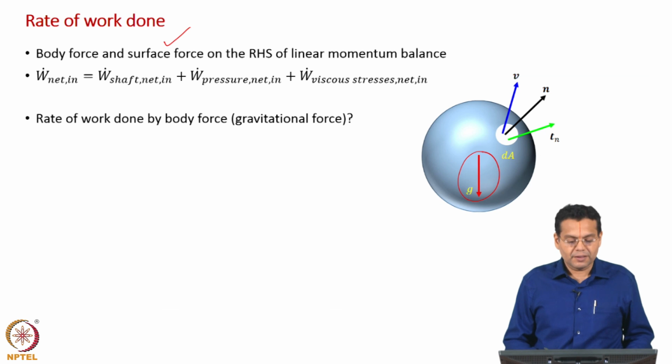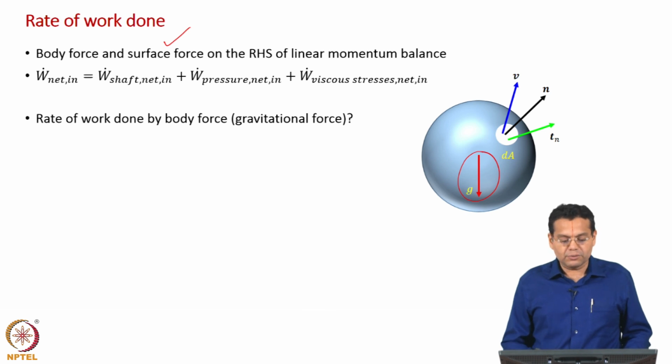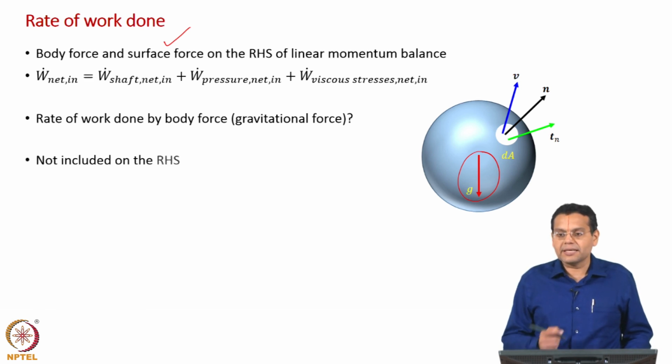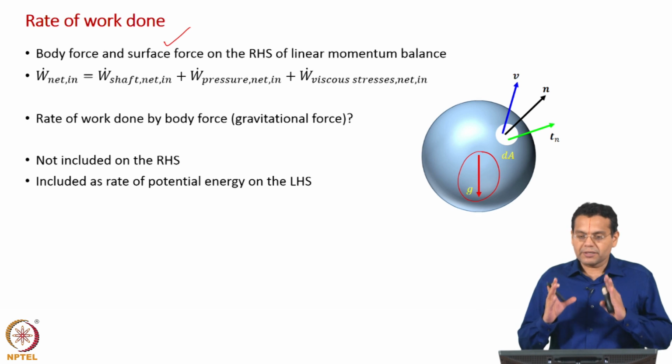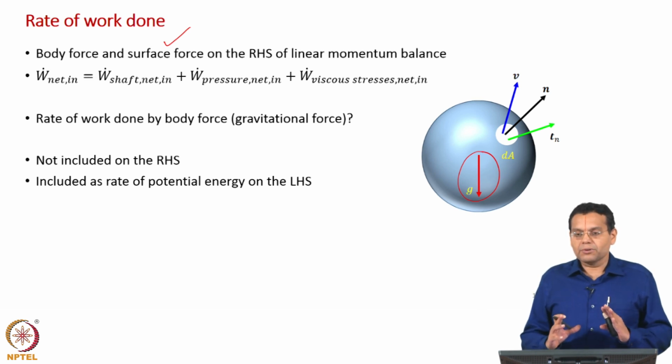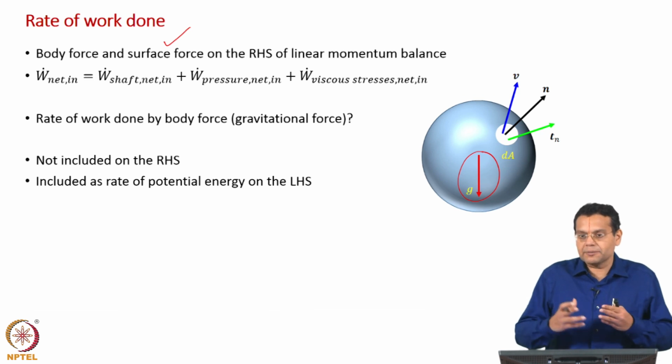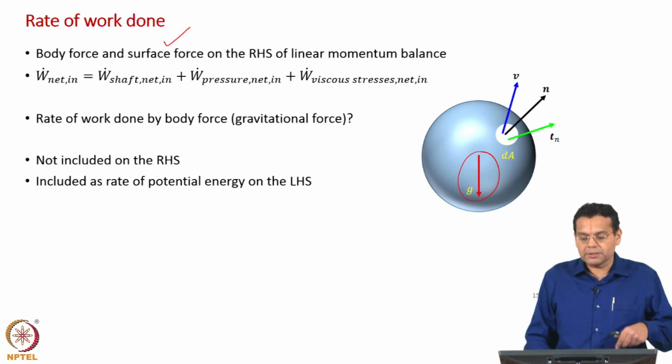Why is it so? The reason for not discussing that is that we have already taken into account the rate of work done by gravitational force in the form of rate of potential energy on the left hand side. So, we have not included it on the right hand side. So, effect of gravity can be included in two ways. One is to include that as rate of potential energy on the left hand side along with the convection term, the flow term. That is one way, that is the method we have followed.